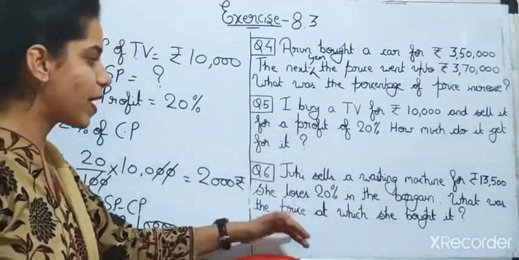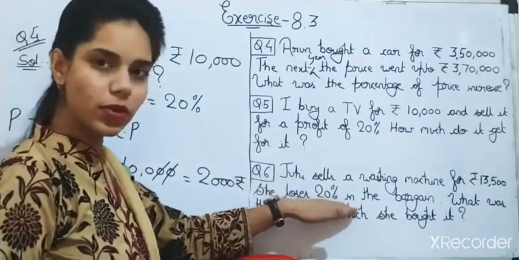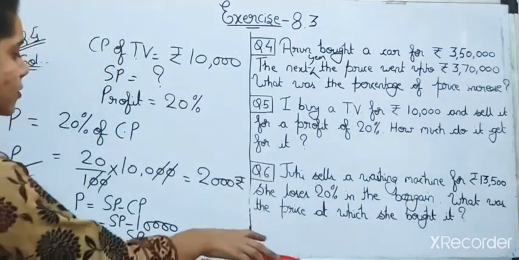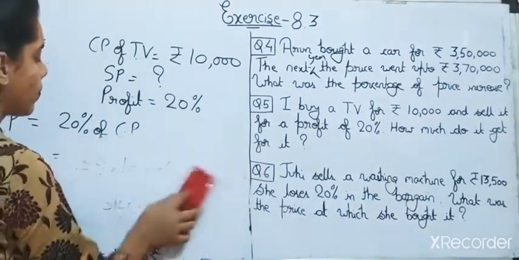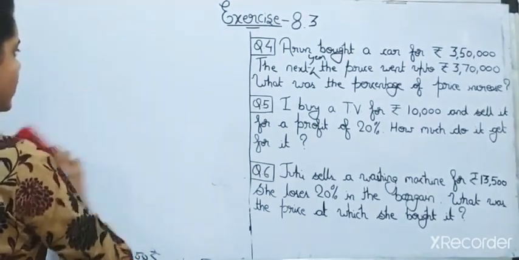Means we have to find out the cost price here. Loss percent is given to us, selling price is given. Now we have to find out the cost price for it. Okay, so first of all we will write the given things.